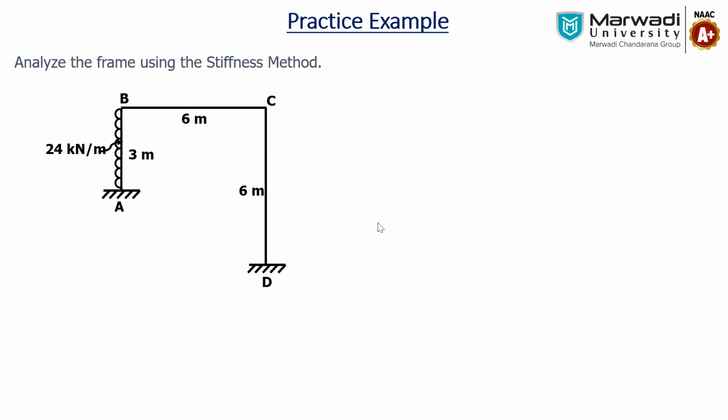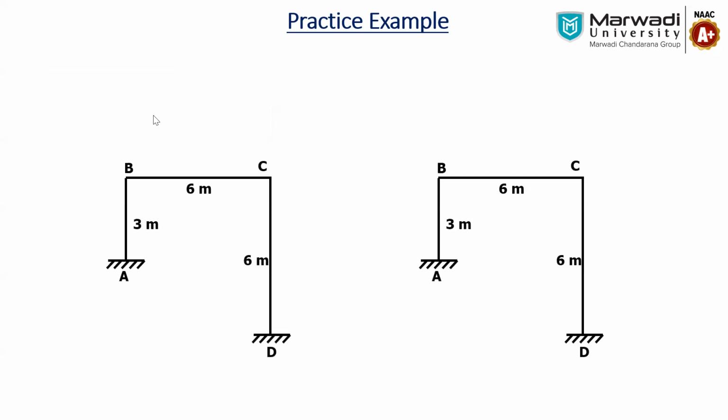So consider the complexity of the sway frame when using the slope deflection and moment distribution methods. We will see how the stiffness method is easier as compared to the earlier conventional methods. Let me start with the first step, and that is nothing but KI. So first we have this frame. What is KI for this frame?